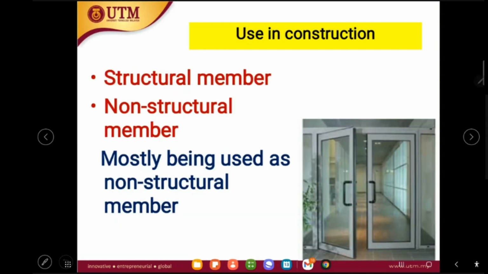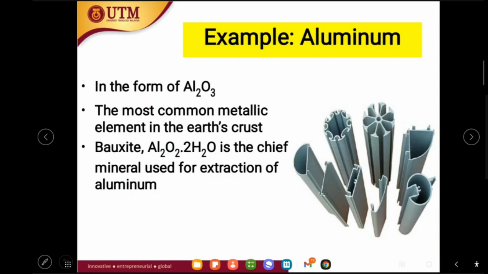In construction, some non-ferrous metals are used for structural members, but most of them are used for non-structural members, for example door frames. Take aluminium, which comes in the form of aluminium oxide, alumina. It is one of the most common metallic elements in the earth's crust, and bauxite is the mineral used for the extraction of aluminium.